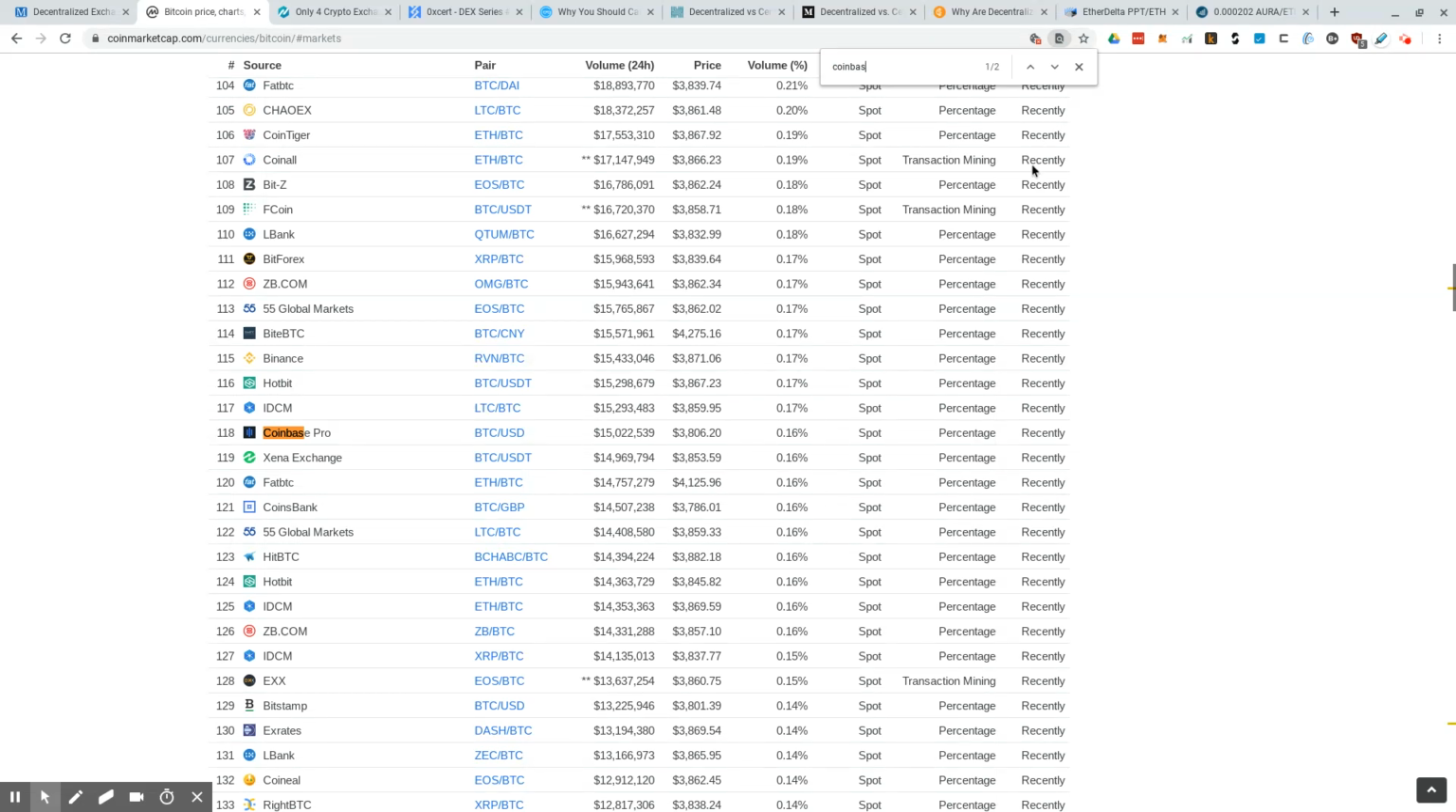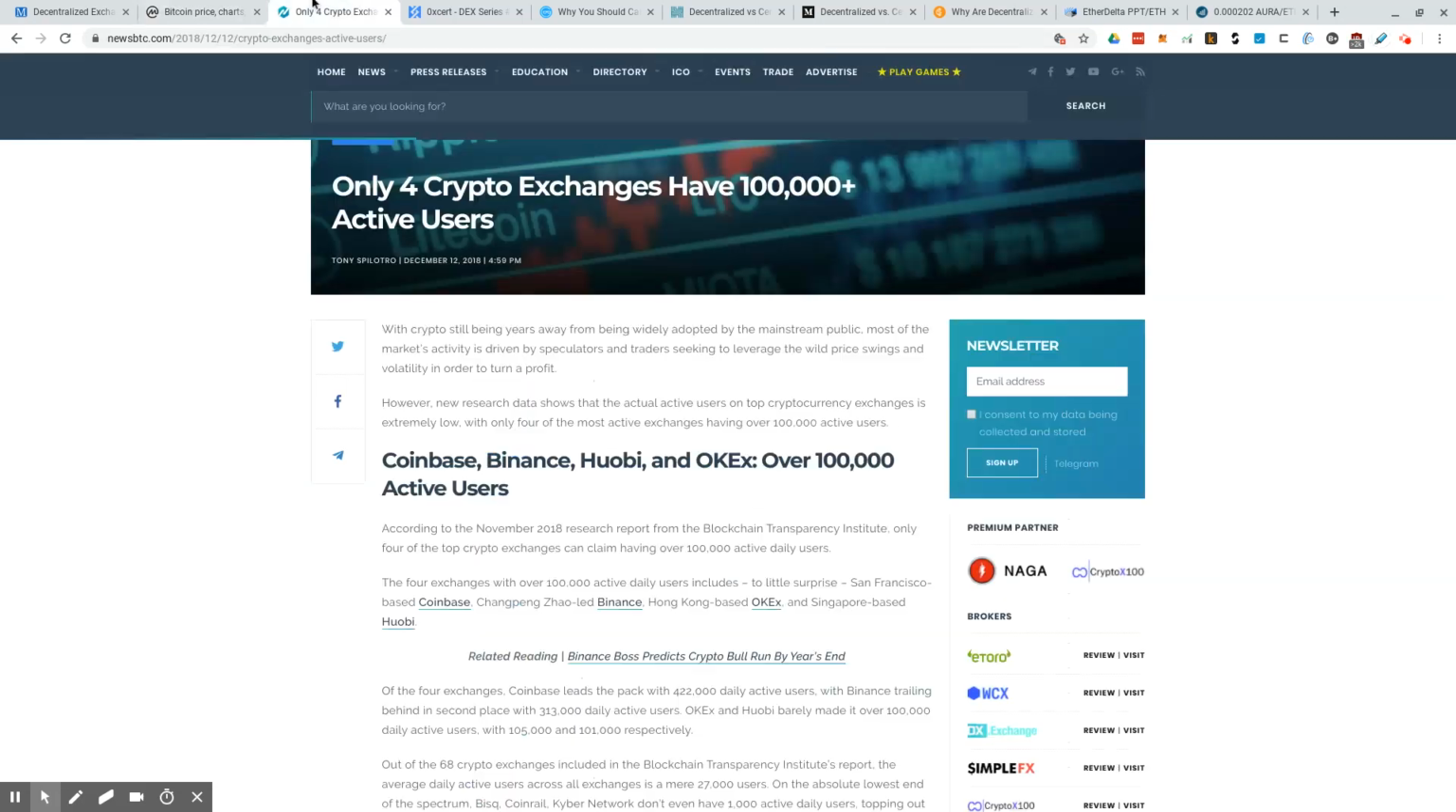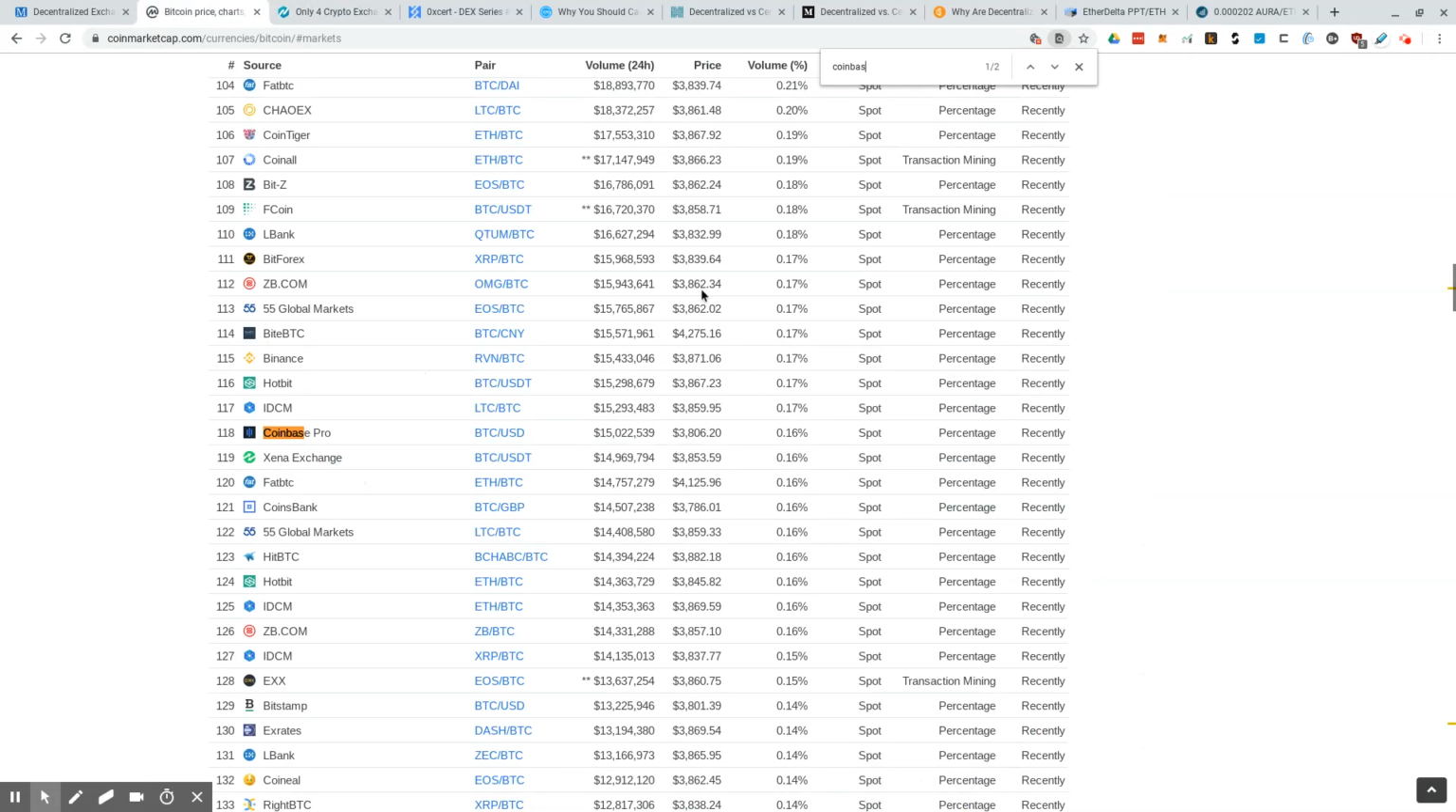which I don't really trust, but to each his own. So Coinbase, 118th place, 16.16% volume. Yet they are one of the few exchanges here that have over 100,000 active users. So obviously something is wrong with these other exchanges that are pumping up this volume, which to me kind of falsifies the market.